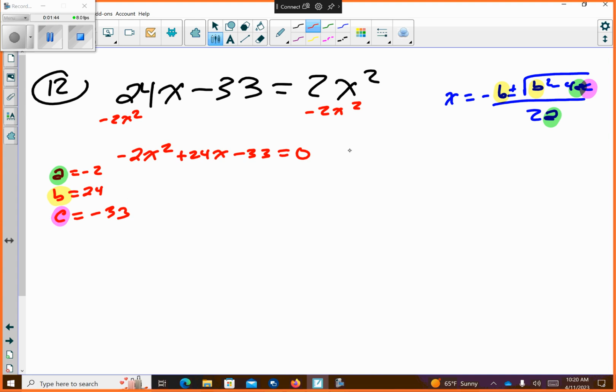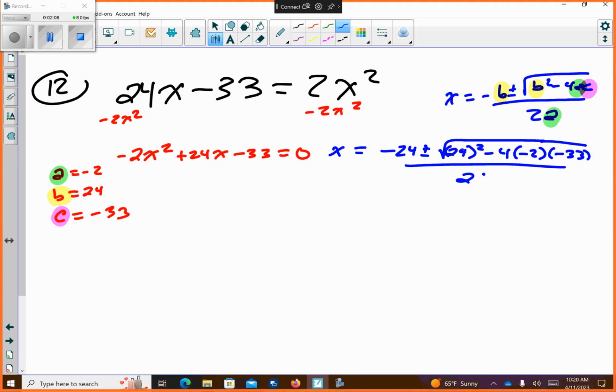All right, let's see if we can start figuring this out. So I have x. Let's use a different color. I get x equals -b plus or minus the square root of b squared minus 4ac, all divided by 2a. So then we have to do a little arithmetic. Agree? So we get -24 plus or minus 24 squared, which is 576, I believe.